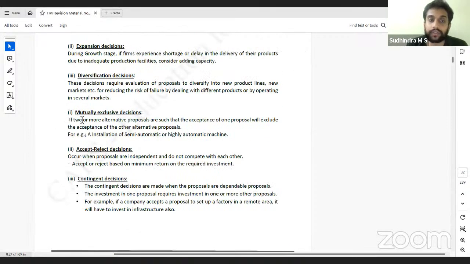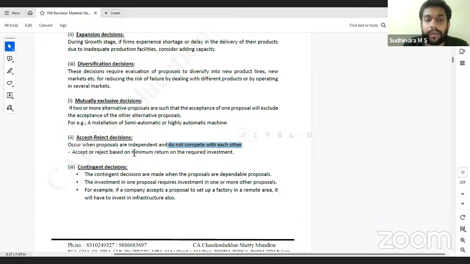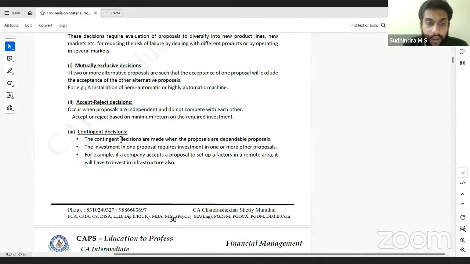So mutually exclusive: if two or more alternative proposals are such that acceptance of one proposal will exclude the acceptance of the other proposal. Installation of a semi-automatic or highly automatic machine. If semi-automatic is installed, you cannot purchase highly automatic. If highly automatic is installed, then semi-automatic is not under consideration, correct? They are mutually exclusive. Whereas accept, reject decisions occur when proposals are independent and do not compete with each other. Then it will be based on the minimum return on investment required.